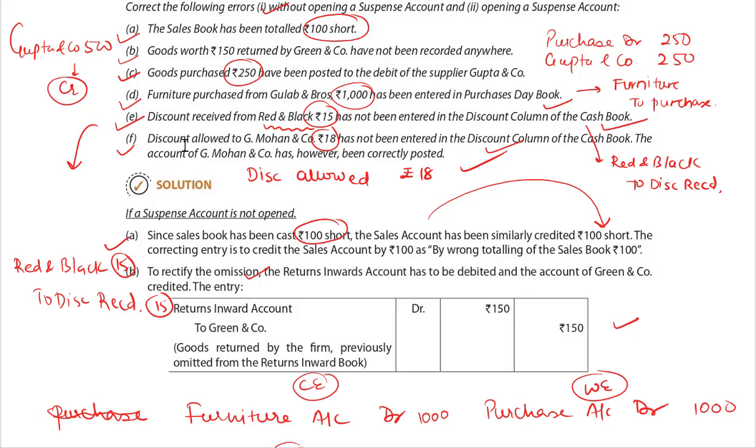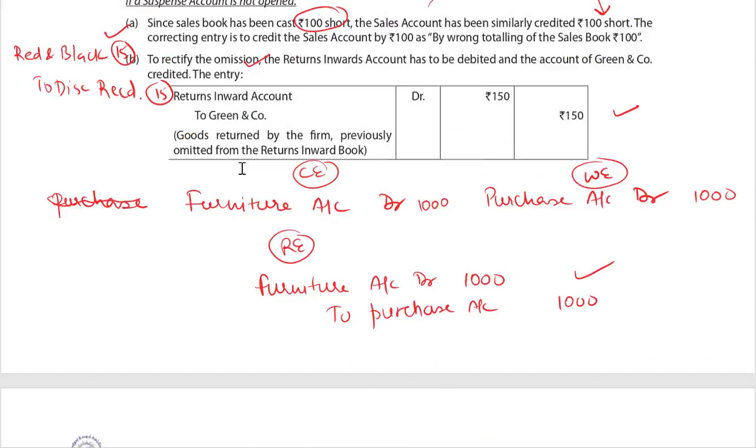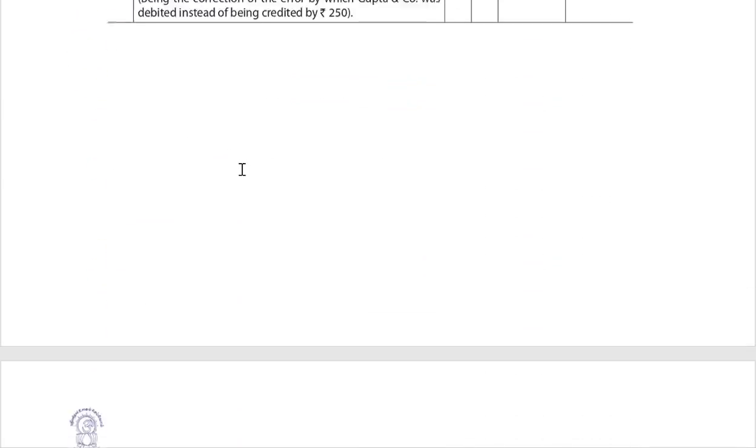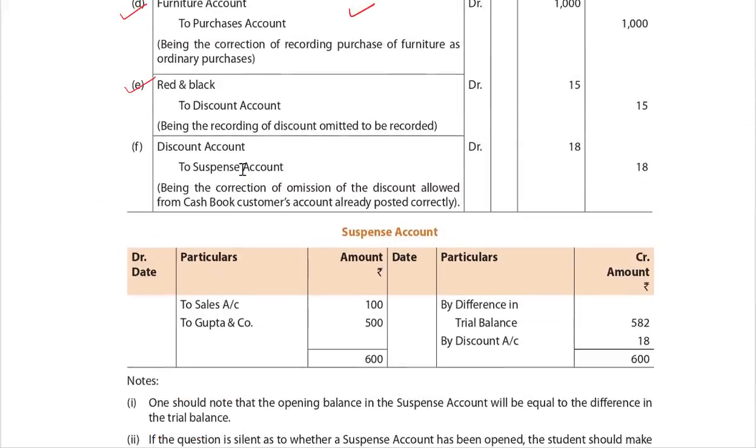Point number F. Discount allowed to G. Mohan and Company, that is 18 rupees, has not been entered in the discount column of the cash book, but it has been correctly recorded in G. Mohan and Company. So because it is correctly recorded there, what will we do? We will debit discount account, but in credit we will credit the suspense account. So discount account debit and suspense account to be credited. I believe it is fine.